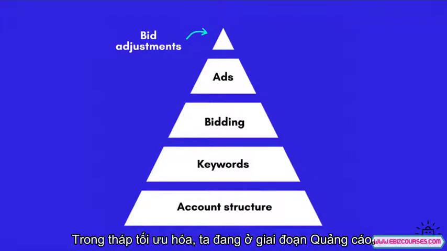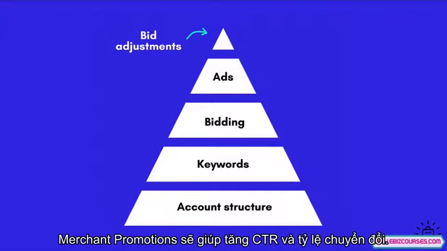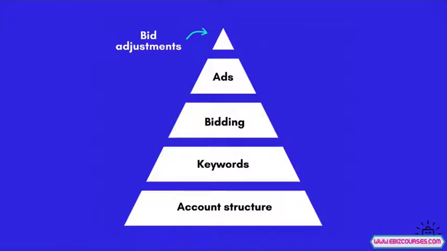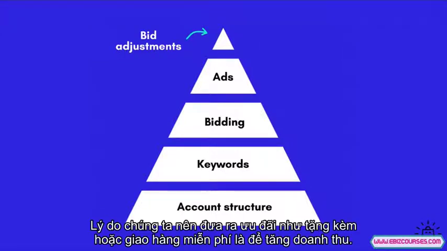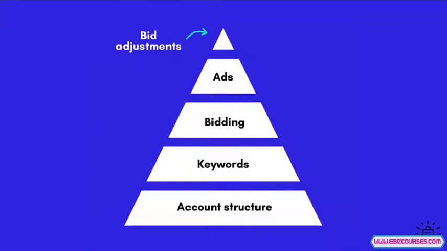So in the optimization pyramid, we are working on the ads level because these merchant promotions will help us get a better click-through rate and also a better conversion rate. Because the reason we're offering these special things like discounts or free gifts or free shipping is because we think it will drive more sales. So we think that it will increase the conversion rate.